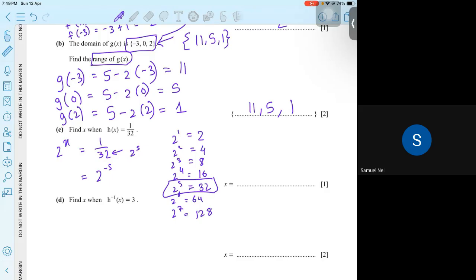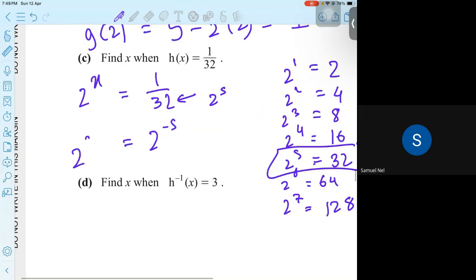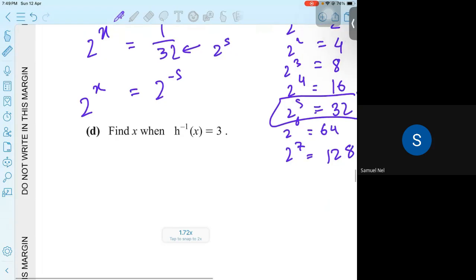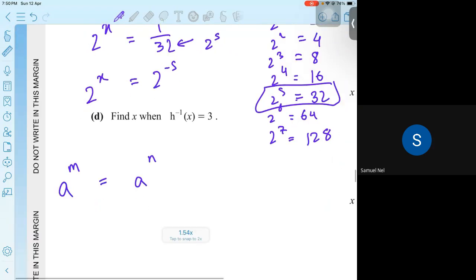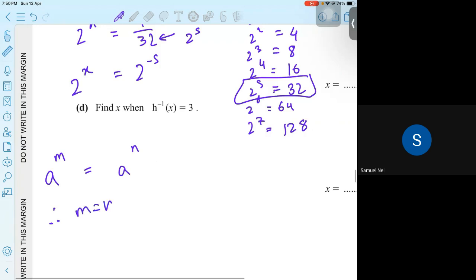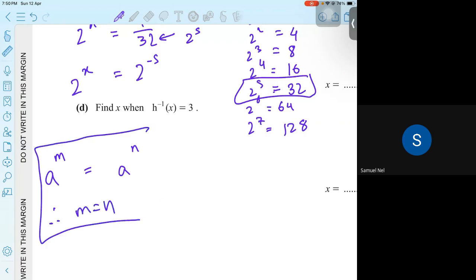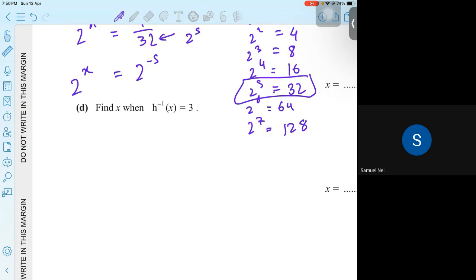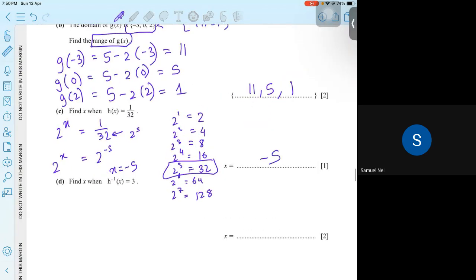Yes? So 2 to the power x is equal to 2 to the power minus 5, right? There's a rule that if a^m equals a^n, therefore m equals n. This is an indices rule, right? If this is equal, then m and n are equal, and we can get rid of the bases. So this has to be just a plain simple x equals minus 5. So my answer is just minus 5. Okay.